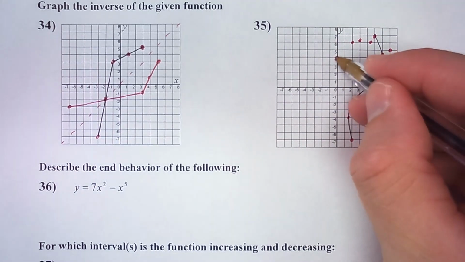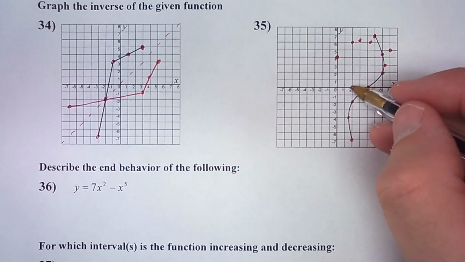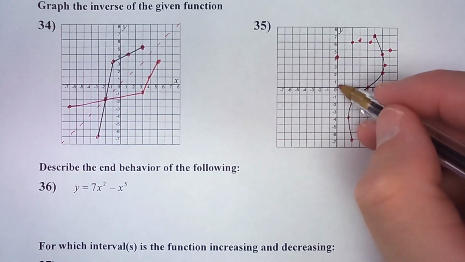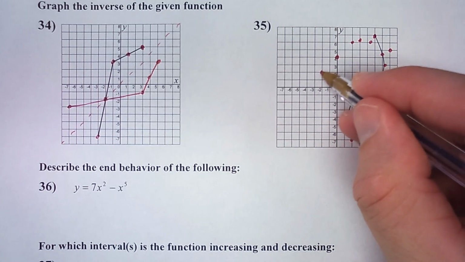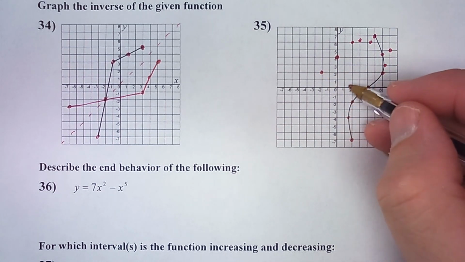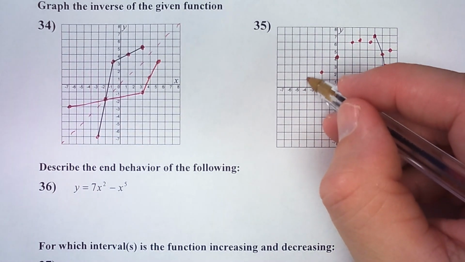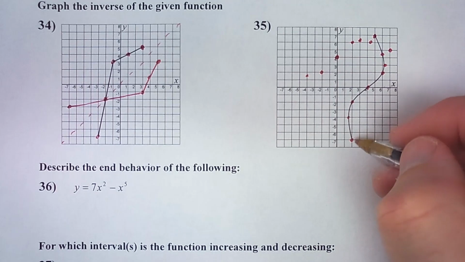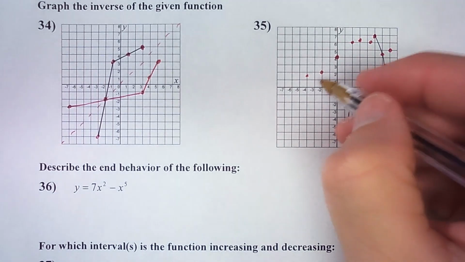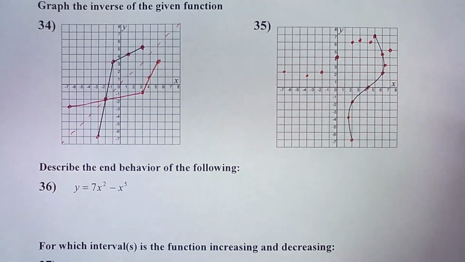Then 4, 0 becomes 0, 4. 2, negative 2 becomes negative 2, 2. 1.5, negative 4 becomes negative 4, 1.5. And then 2, negative 7 becomes negative 7, 2.